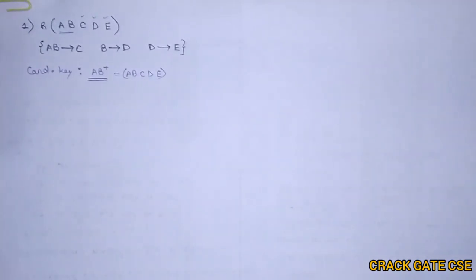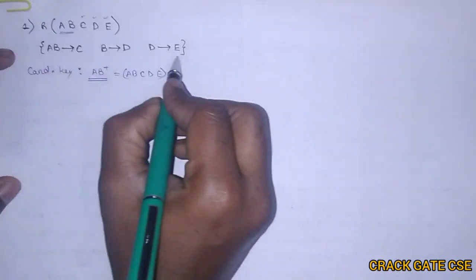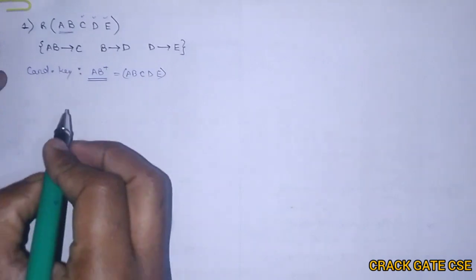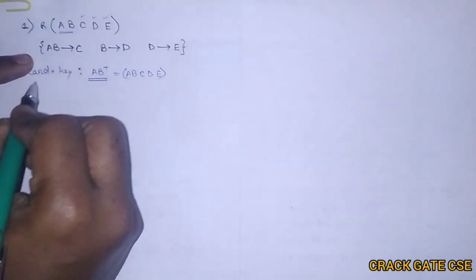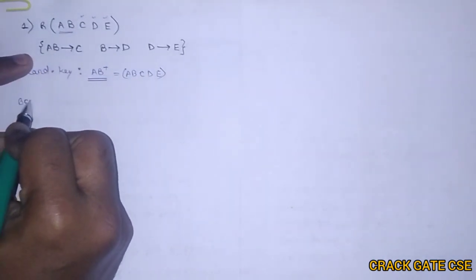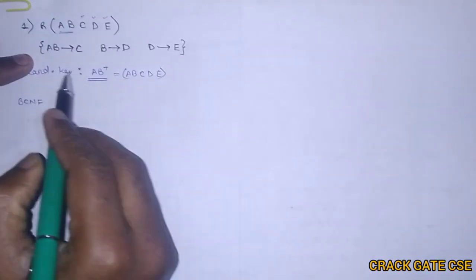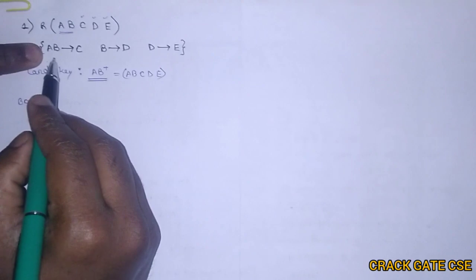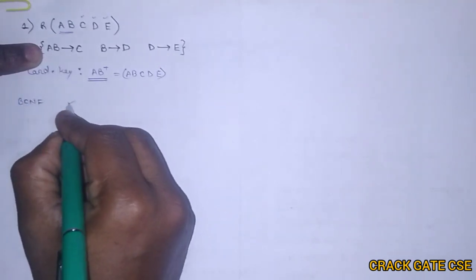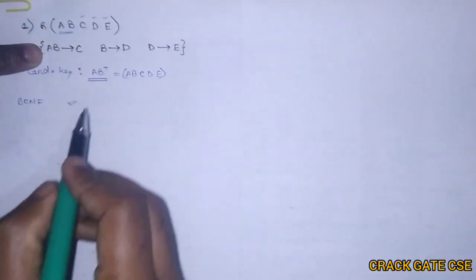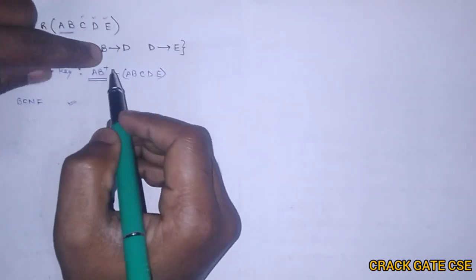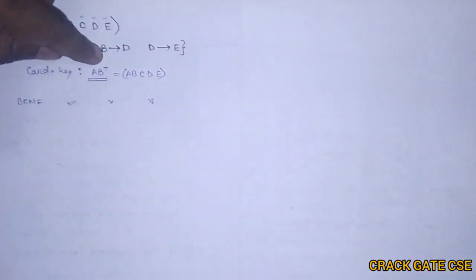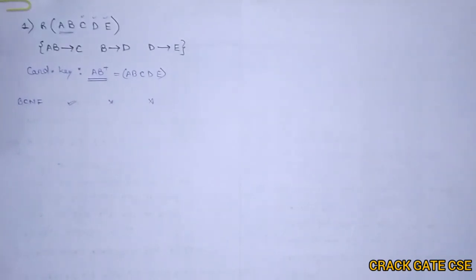Now we have to find out the highest normal form for this particular functional dependency set. Here you can see AB to C; I am first of all checking for BCNF. In BCNF the left hand side should be a key. AB is a key, so the first functional dependency is satisfied. The second does not satisfy because B is not a key. The third also does not satisfy because D is also not a key. So it is not in BCNF, right?